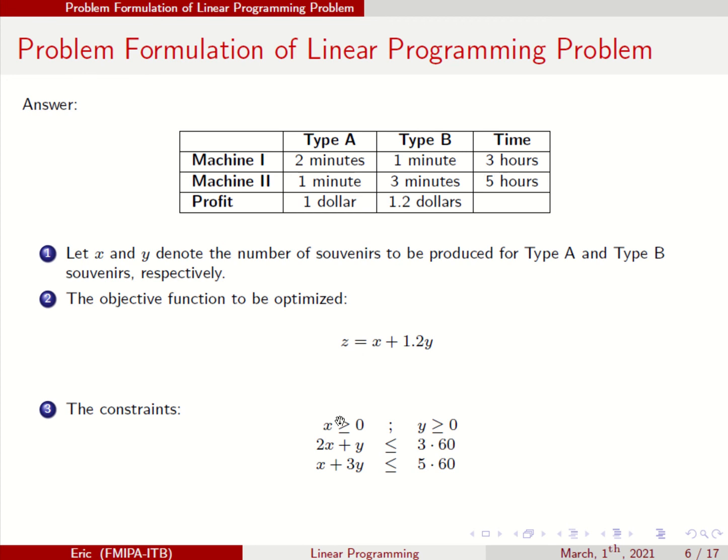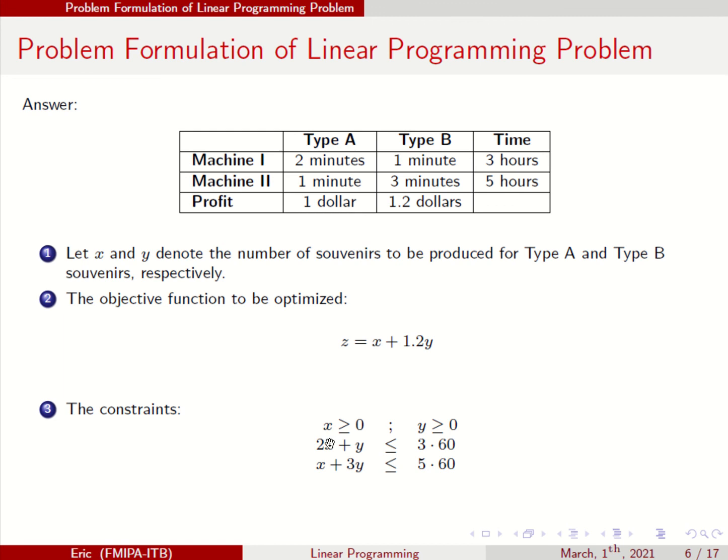Okay, so this is the limitation. 2x is how many minutes spent on machine 1 for X units of type A. So this is the total time for type B if you want to produce Y units, and this is the total time you spend on machine 1. The total time you spend on machine 1 should be less than 3 hours. That is 3 times 60 minutes, because this is in minutes. This should be minutes also. So 3 times 60. What about the second one?